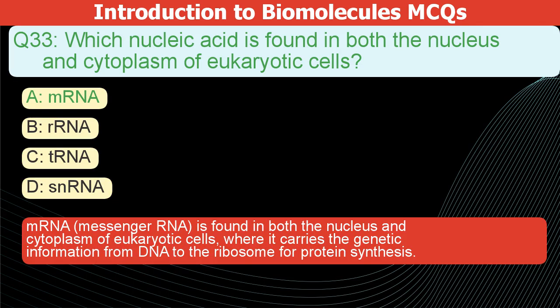The correct answer is A. mRNA, or messenger RNA, is found in both the nucleus and cytoplasm of eukaryotic cells. It carries genetic information from DNA to the ribosome for protein synthesis.